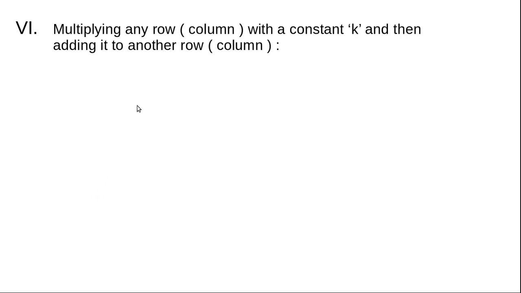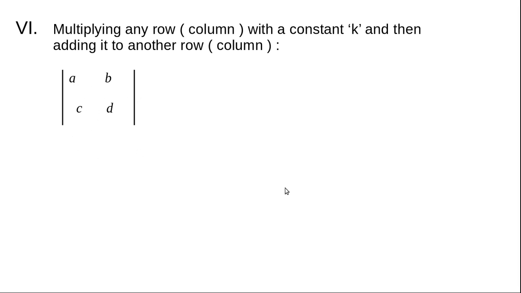Now the sixth property is multiplying any row or column with a constant k and then adding it to another row. This is a very important property of determinant, because applying this property we may expand a determinant or find the value of a determinant without expanding it through minors or cofactors. Suppose we have taken a second order determinant. For easier understanding, we have taken the second order determinant. Now this is a, b, c, d.